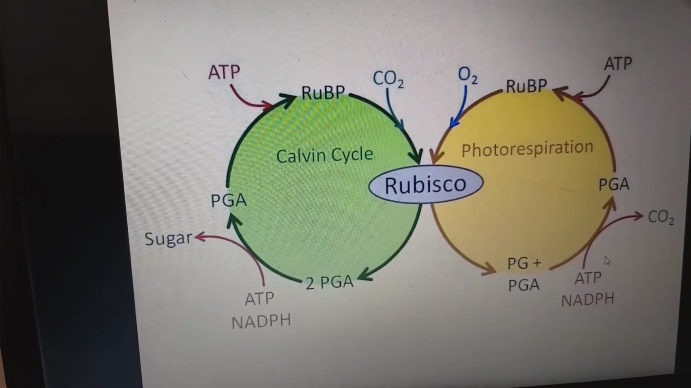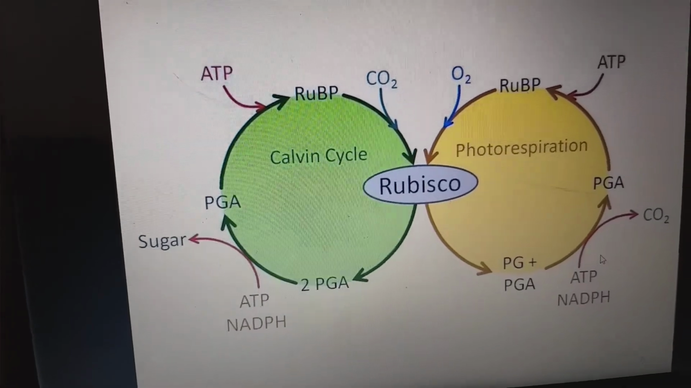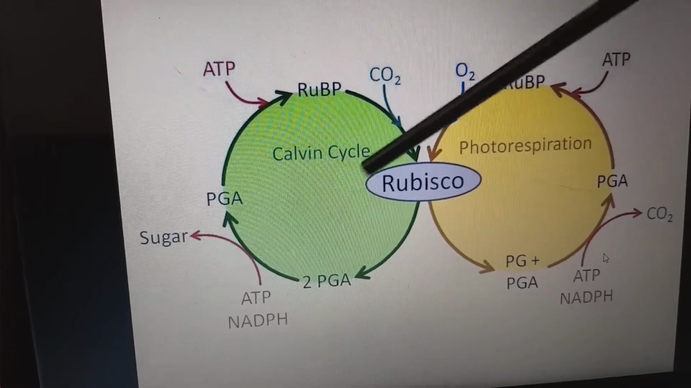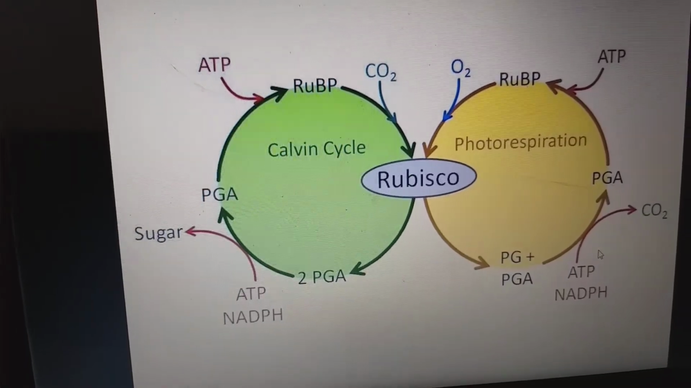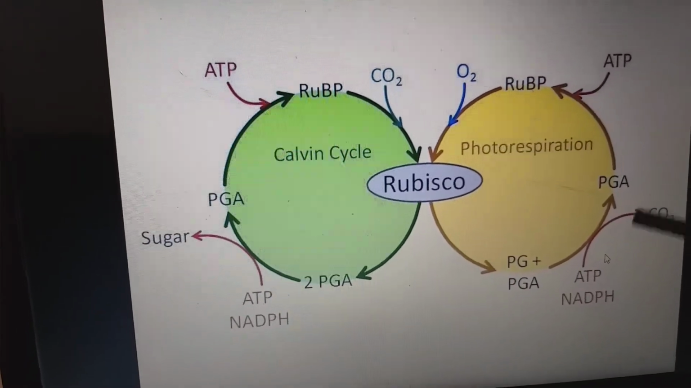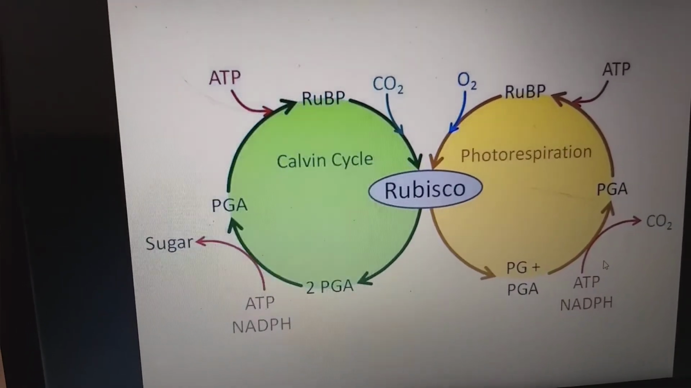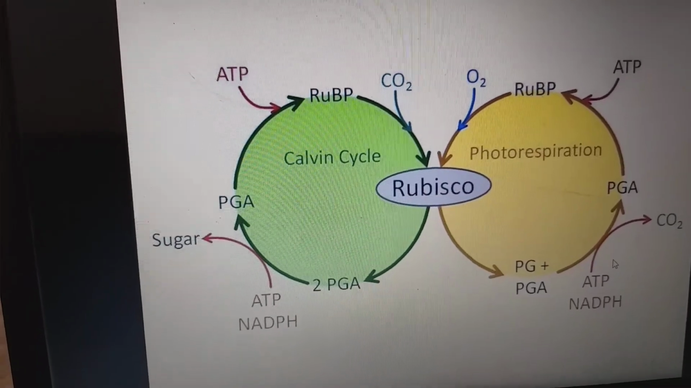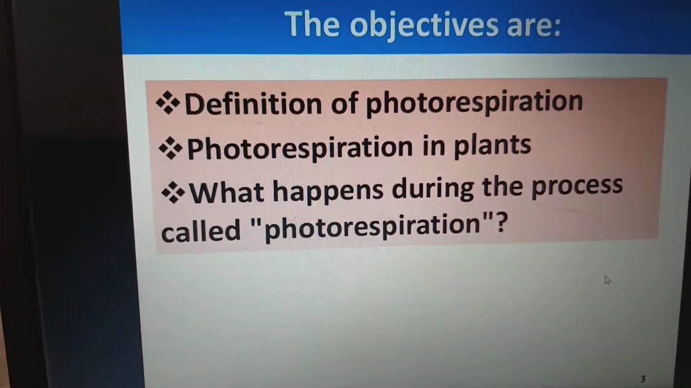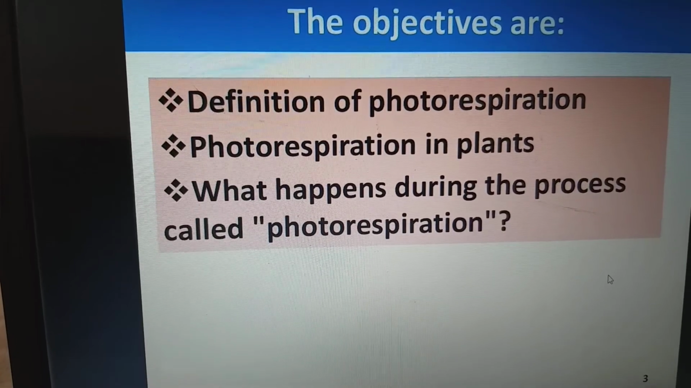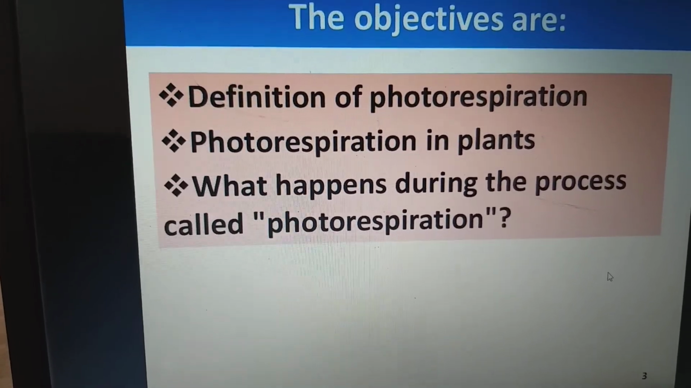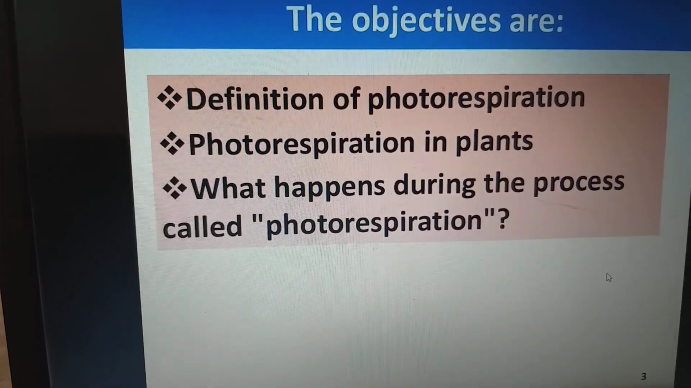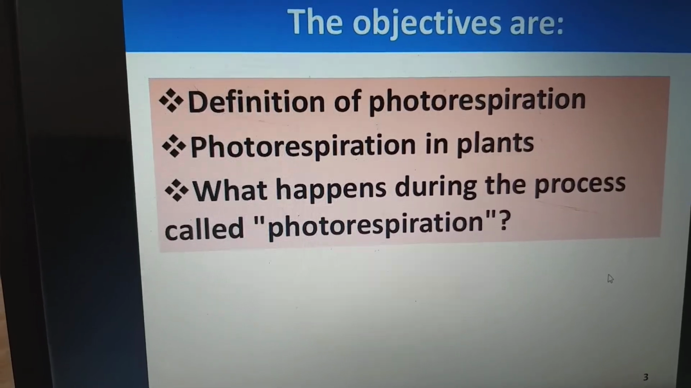So why does photorespiration happen? The Calvin cycle is beneficial because it produces sugar, and photorespiration emits carbon dioxide. It is a wasteful process. Why does this happen? Let's see. The objectives of this video are the definition of photorespiration, photorespiration in plants, and what happens during the process called photorespiration.